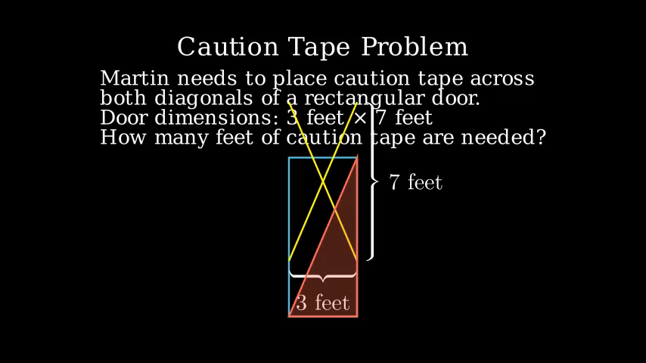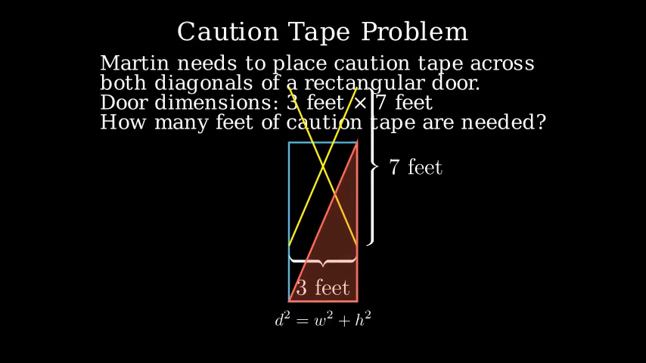Since each diagonal forms a right triangle, the Pythagorean theorem states that for a right triangle, the square of the hypotenuse equals the sum of squares of the other two sides. In other words, d squared equals w squared plus h squared, where d is the diagonal length, w is the width, and h is the height.